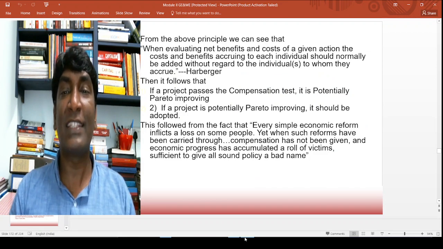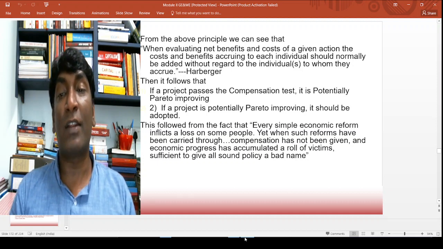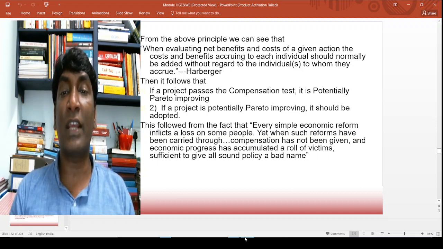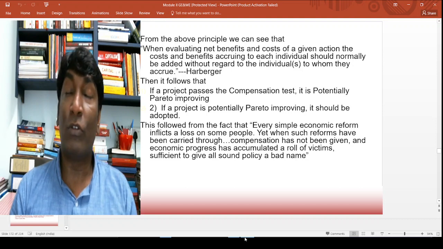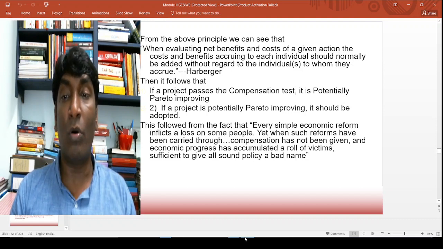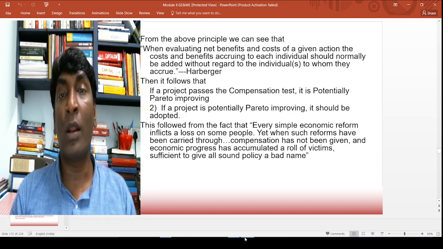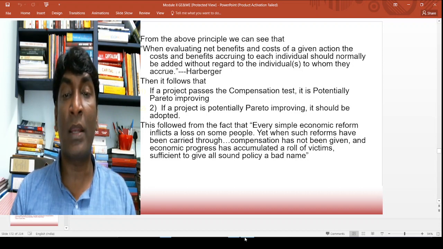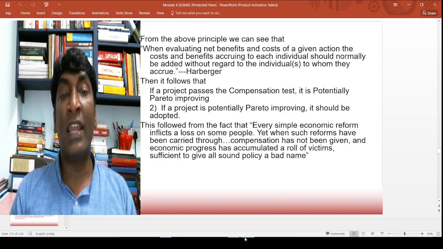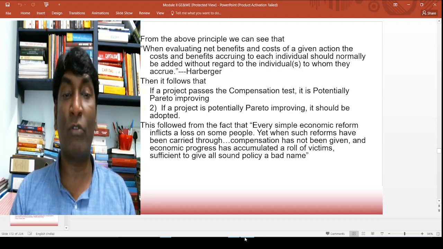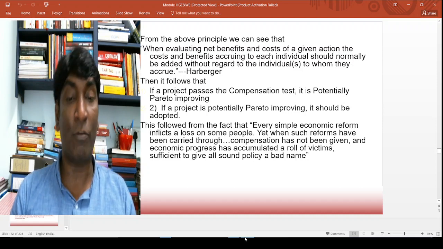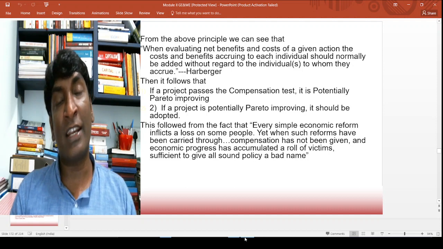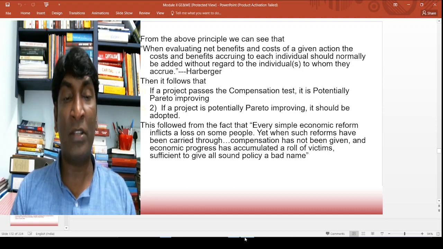From the above principle, we can see that when evaluating the net benefit and cost of a given action, the cost and benefit accruing to each individual should normally be added without regard to the individuals to whom they accrue. This is actually one interesting criticism made by Harberger. And then it follows that if a project passes the compensation test, it is potentially Pareto improving. Therefore, you can basically go for it. And the second one is if the project is potentially Pareto improving, it should be adopted. So this is a proposition and a conclusion made by Harberger based on this understanding.